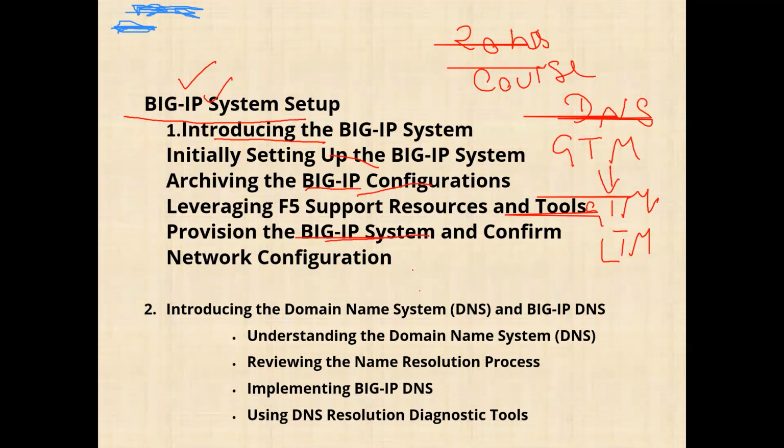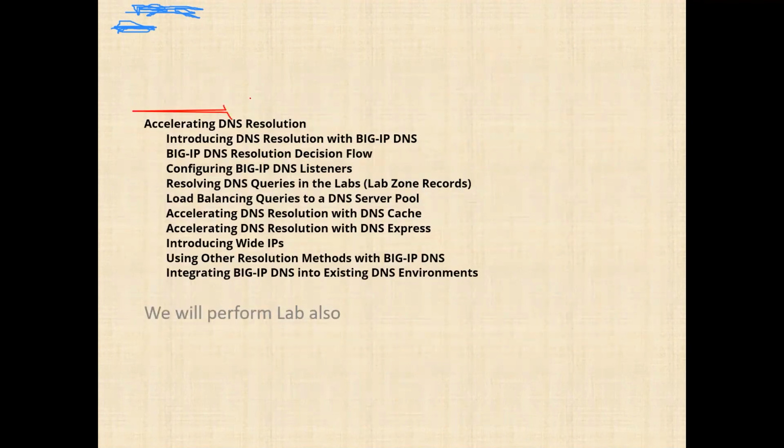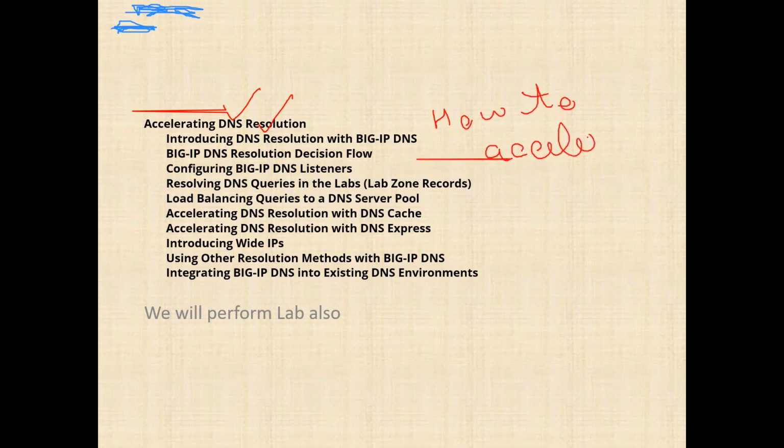Then we will see how to provision your GTM box with your network configuration. After that, we will cover basics of DNS in detail, like what is DNS, how the name resolution occurs. Then we will see how to implement BIG-IP DNS. After that, the third most important step is a feature on how to accelerate your DNS. Then we will cover this in detail.